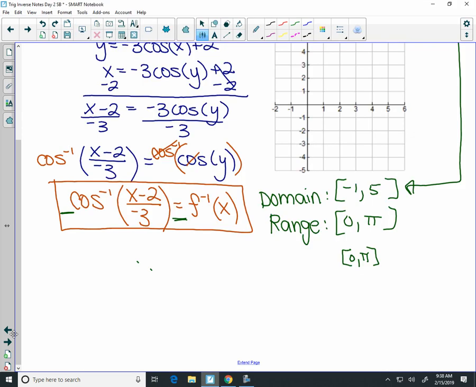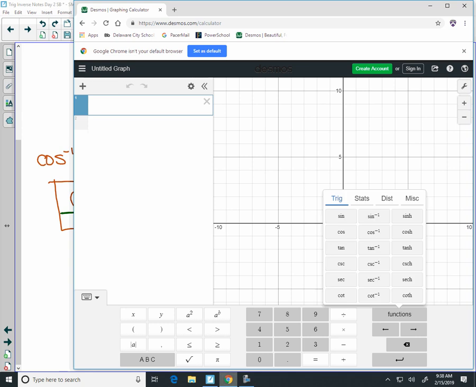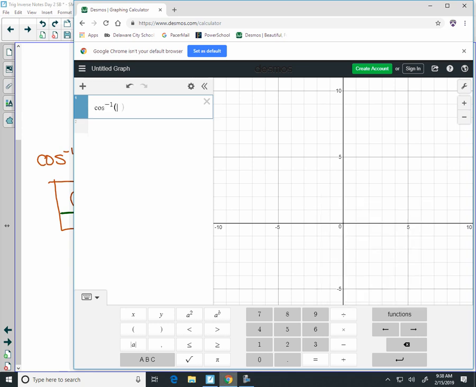Okay, whoops. I guess I can do it from here. Cosine inverse of, we just left it as (x minus 2) over negative 3, right? I need to go to my keyboard because that's going to be hard though. Okay, there it is, right?